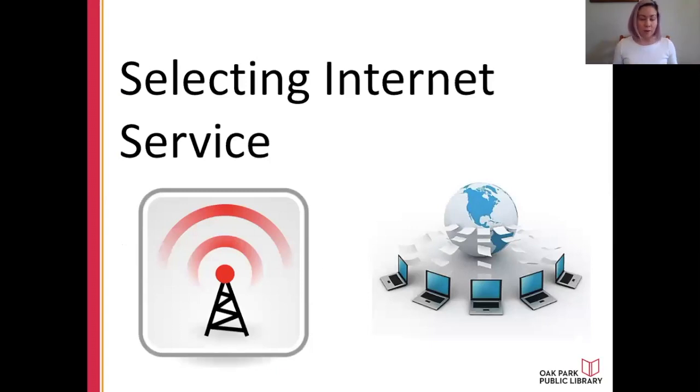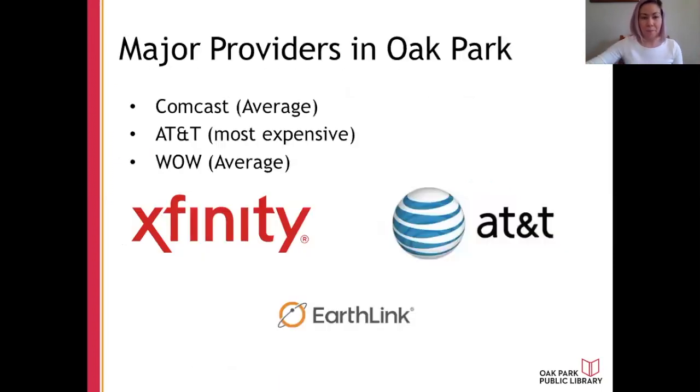Okay, whew, we've made it through a lot. So now we know that we need a device, we need a streaming service, and we need internet. So let's talk about internet. So there are some major providers in Oak Park. Comcast is the average, probably what many people in the community have. AT&T is also another option. And then there's WOW and Earthlink, I believe.